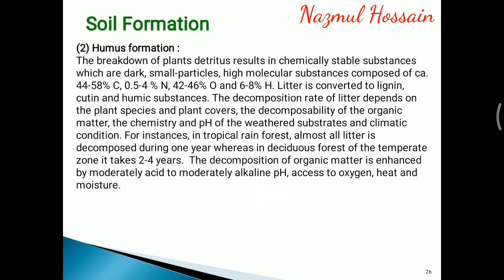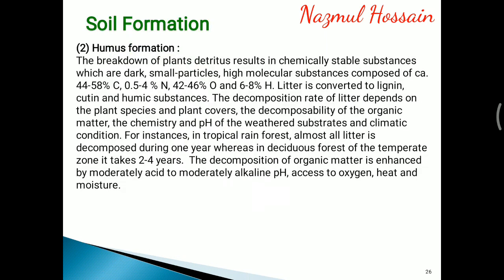The next one is humus formation. The breakdown of plant detritus results in chemically stable substances which are dark, small particles, high molecular substances composed of carbon 44 to 58%, nitrogen 0.5 to 4%, 42 to 46% oxygen and 6 to 8% hydrogen. Litter is converted to lignin, cutin, and humic substances.